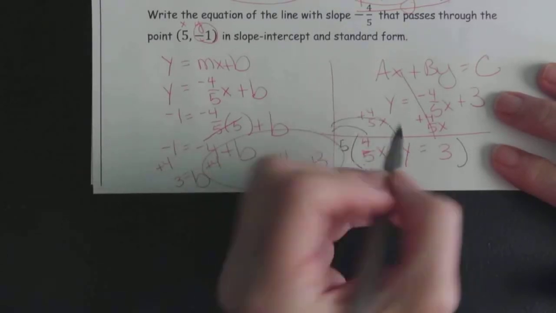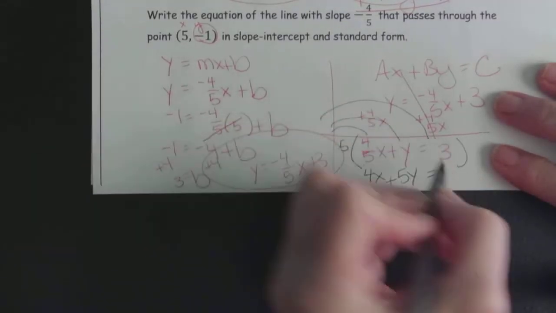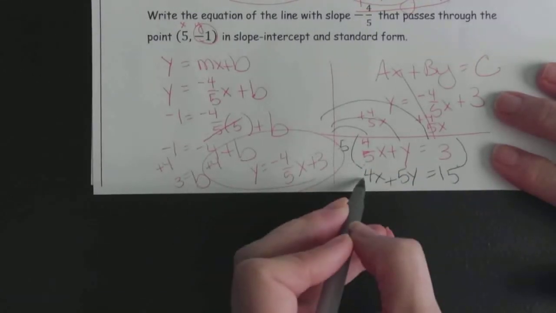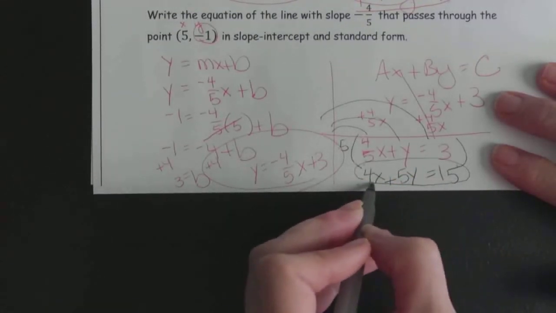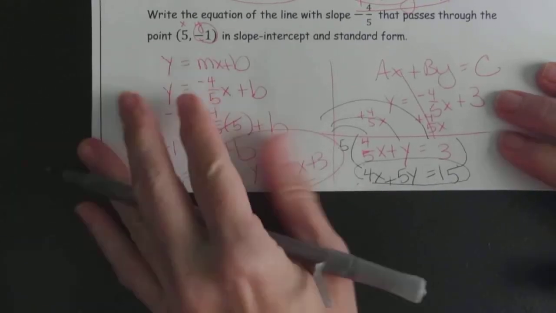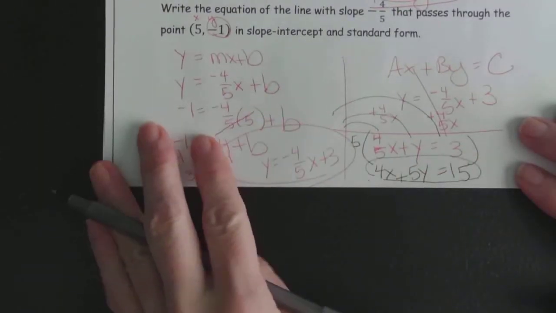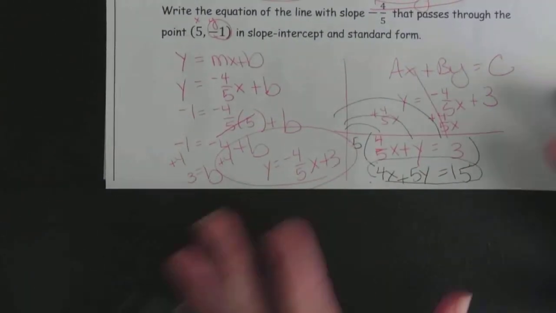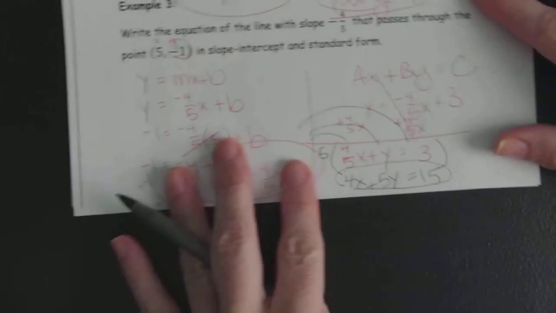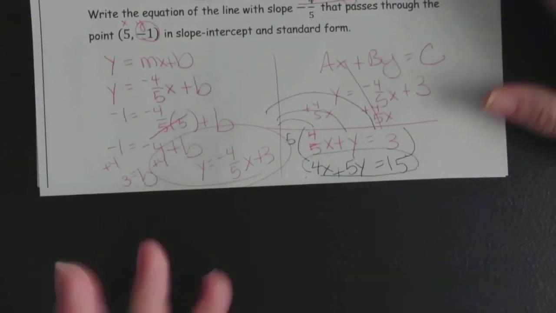When you multiply 5 times 4/5, like when you distribute here, those 5's knock out and you're just left with 4x. You could also think of it as 5 times 4 is 20. 20 divided by 5 is 4. Don't forget to keep going. 5 times y is 5y, and 5 times 3 is 15. So there you have it, standard form, 4x plus 5y equals 15.